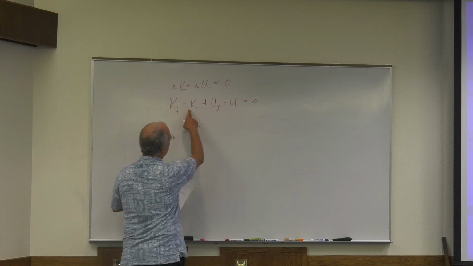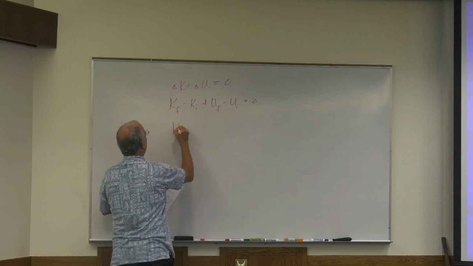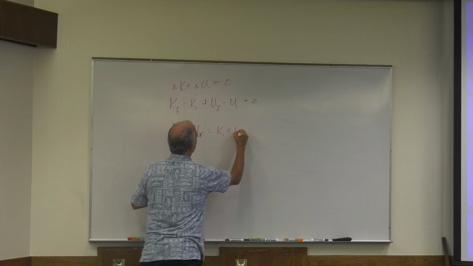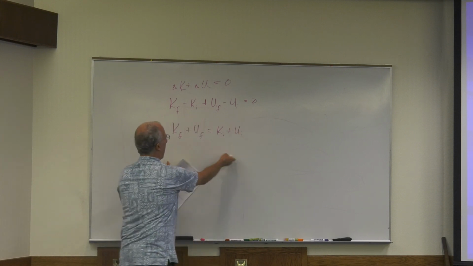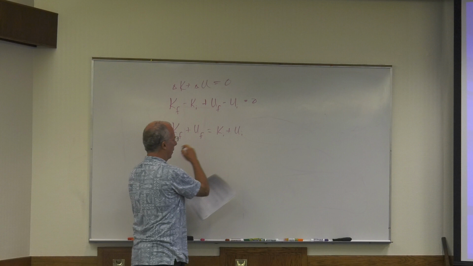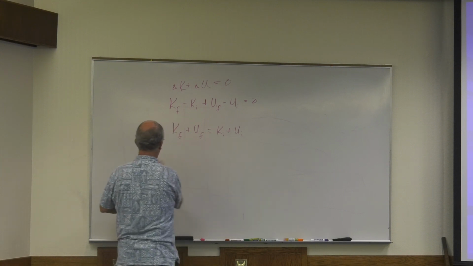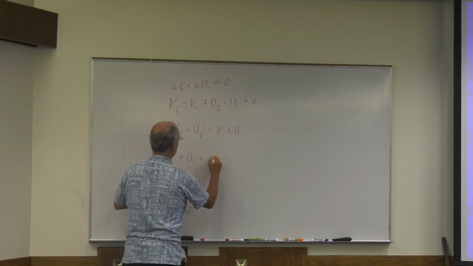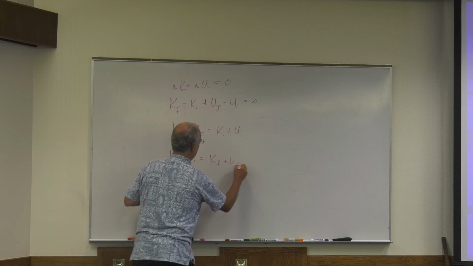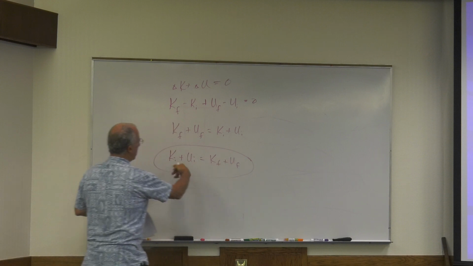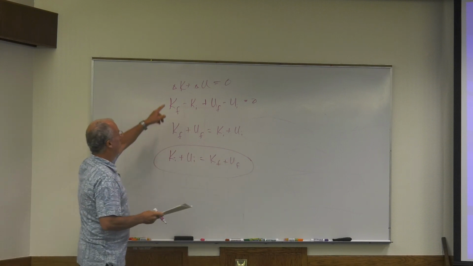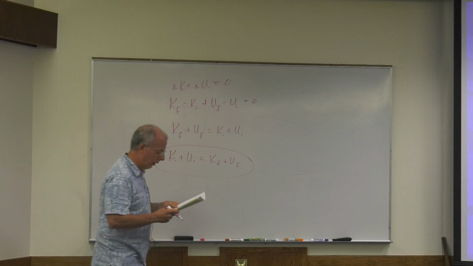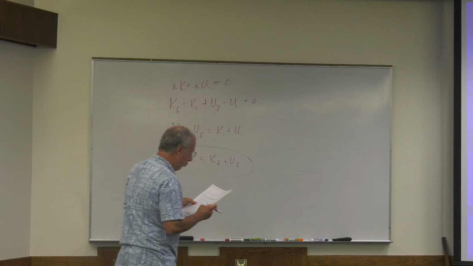Let's put all these negative things on that side. So I have K final plus U final equals K initial plus U initial. Let's switch them around so we have initial first and final last. So I have K initial plus U initial equals K final plus U final. You're going to see that this is a really nice way of writing it, and it makes problem solving really, really easy.